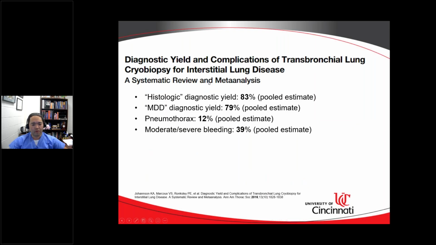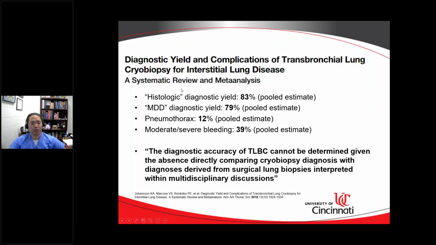One of the first meta-analyses was published in the White Journal in 2016. The histologic diagnostic yield had a pooled estimate of 83%, meaning you could figure out something going on in your biopsies. The multidisciplinary discussion diagnostic yield was a little bit lower, but still 79%, which is probably the one quoted in the 2018 IPF guideline. The pneumothorax pooled estimate was 12%, and moderate to severe bleeding was 39%, which is difficult to ascertain because up to now we haven't come up with a uniform way of grading bleeding during a lung biopsy.